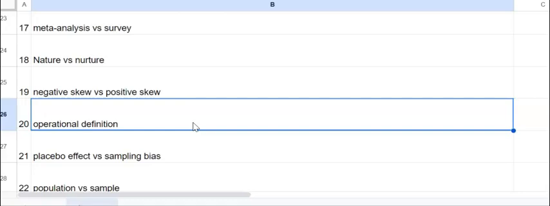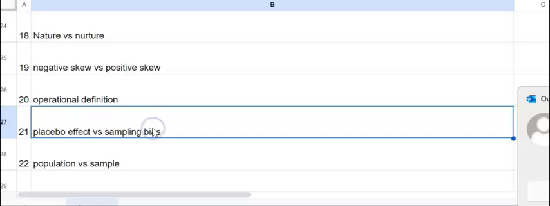So we're very clearly identifying how we're going to give the independent variable and how we're going to measure the dependent variable. The placebo effect versus sampling bias. These don't really totally go together, but I just put them here in the same one. The placebo effect is when a person is taking a placebo, which is something that's given to a control group but has no medical treatment, yet they still have some sort of change in their behavior.